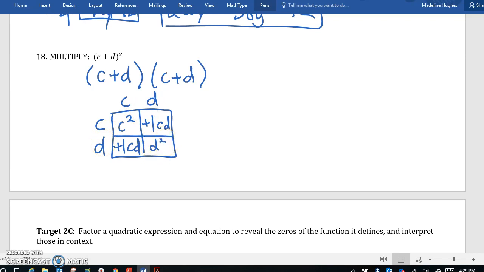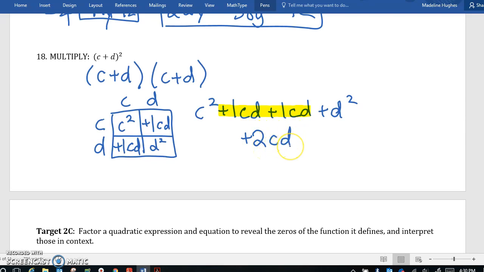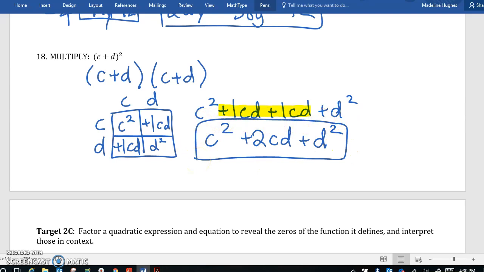So I'm going to take each of these 4 boxes and just copy it in one line, just like we did in the above problem, and that's because I need to combine my middle terms. In this case, it's the CD terms. So 1 CD plus 1 CD. This is why I wrote the coefficients as plus 1, because that's going to be a plus 2 CD. Okay, and we still have C squared in front, and we still have plus D squared as the last term, and all of that together is our final answer.